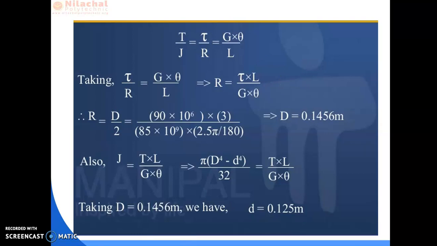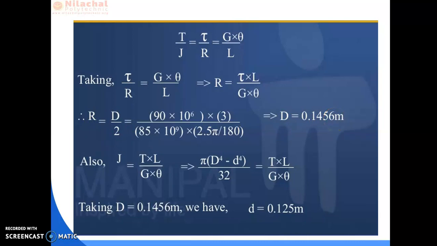Now, from torsion equation, tau by R is equal to G theta by L. So R is equal to tau L divided by G theta. Now put all these values given to you. So tau is equal to 90 into 10 to the power 6, L is equal to 3, G is equal to 85 into 10 to the power 9, and theta is 2.5 pi divided by 180. So R is equal to D by 2, so diameter is equal to 0.1456 meter.